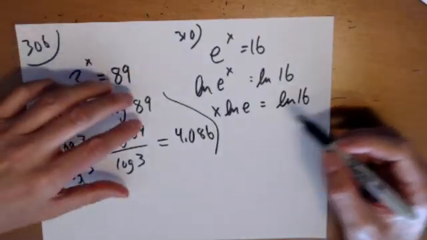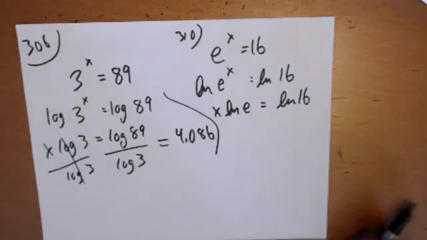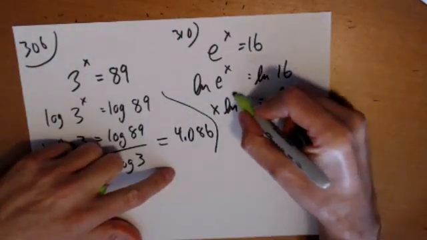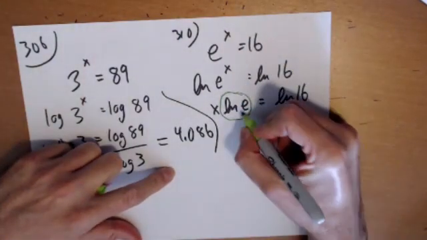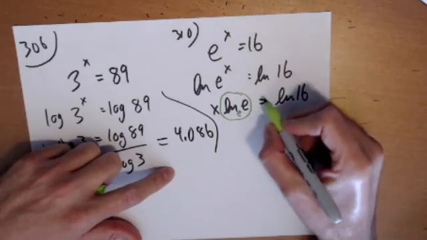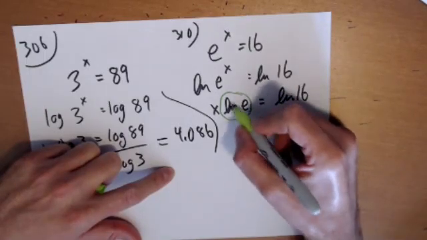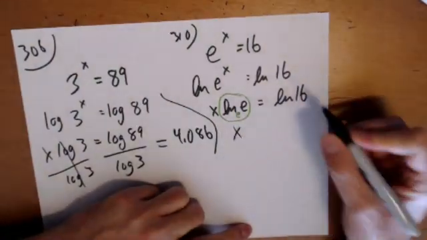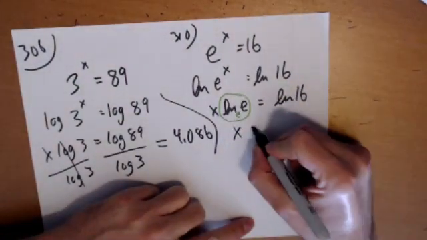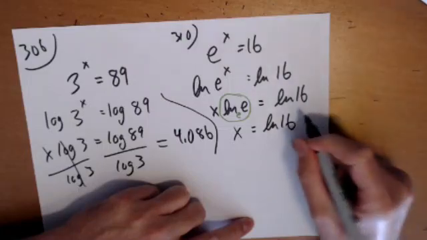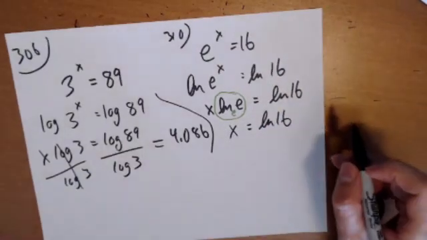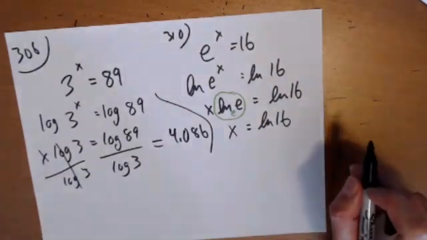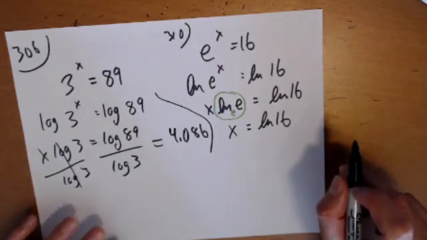And now the natural log of e, you might want to memorize this. Remember there's a little e right there, right? e to what power gives us e? 1. So the natural log of e is just 1. Oh my. So that just goes to 1. x times 1 is x equals ln 16. And you can go ahead and throw that into your calculator, natural log 16.